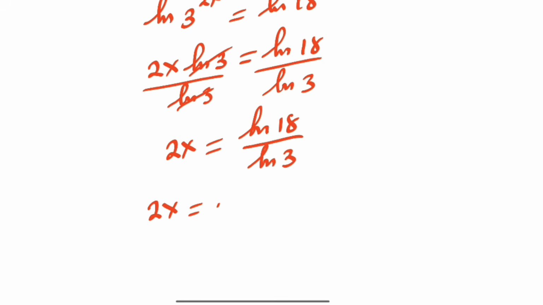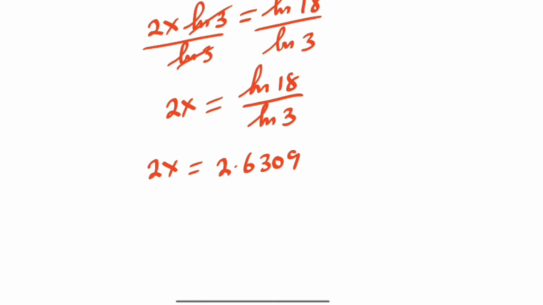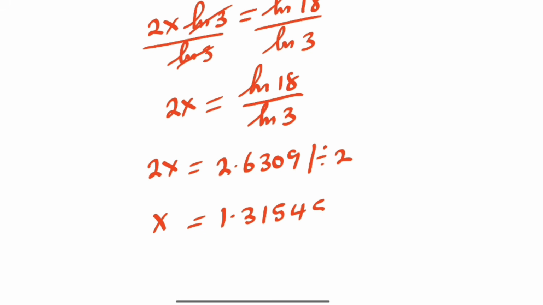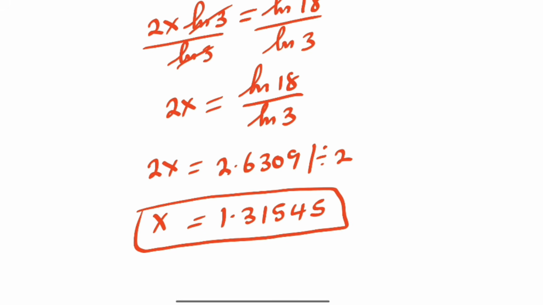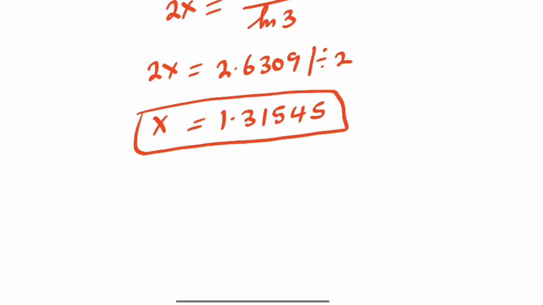That is 2.6309. Now let us divide both sides of this equation by 2. Then x will be equal to 1.31545. This is the value of x. If you use your calculator, you can see that you can solve this in less than 1 minute. Let us check to confirm if this answer is right or wrong.